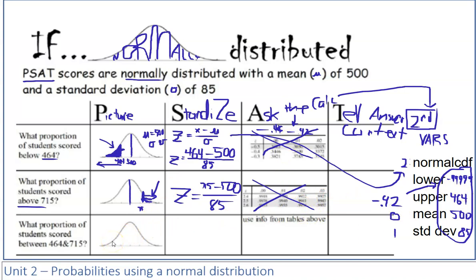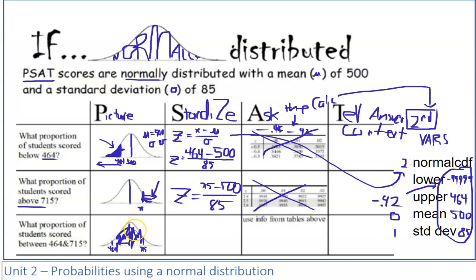The last one is to find a proportion between 464 and 715. And you're seeing that I'm drawing the picture just to get an indication that I'm looking at between these values. This is a good way to go before you start monkeying around with the calculator. So I'm looking at that. It's like a bad heartbeat or something.